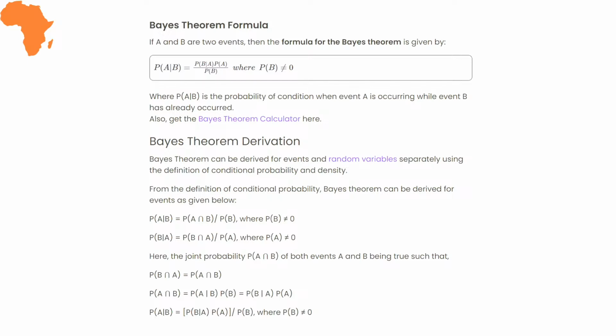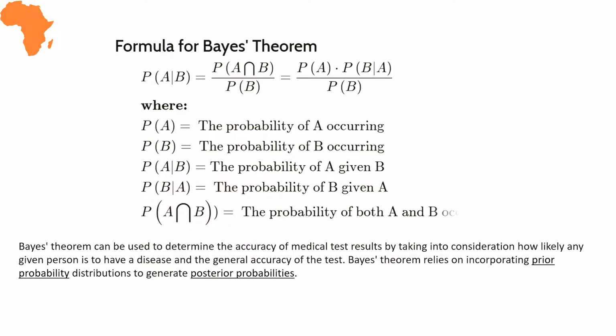Here, the joint probability A and B, both events A and B being true, is such that B and A equals A and B. We clear that out. So in other words, B given A times A equals A given B times B. So A given B is B given A times A divided by B. Make sense now? You can follow it up.